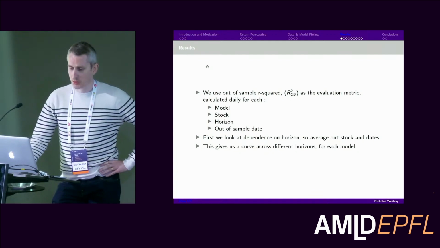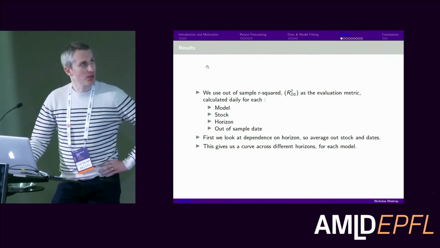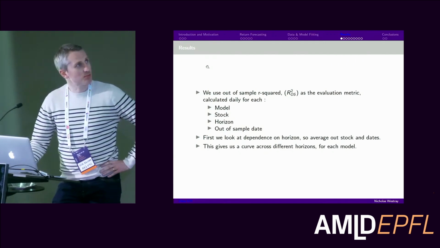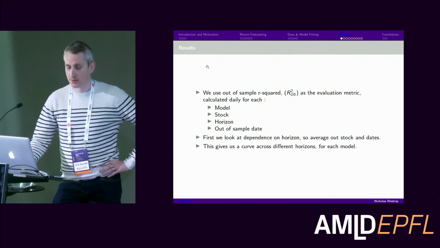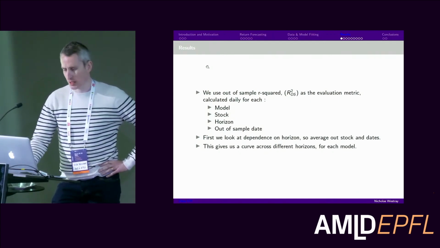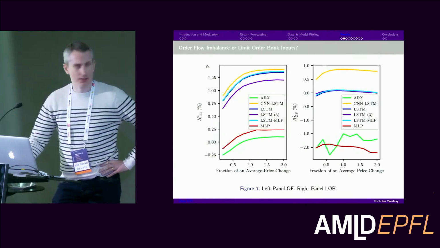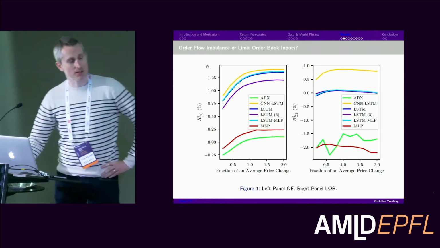So the first thing we wanted to do is look at the horizon. We take our out-of-sample array, and then we average over stocks and dates. And this gives us a curve across horizons for each model. That can sound a little confusing, so the picture is just a bit easier to see.